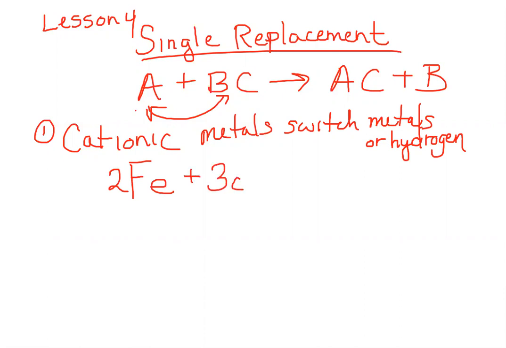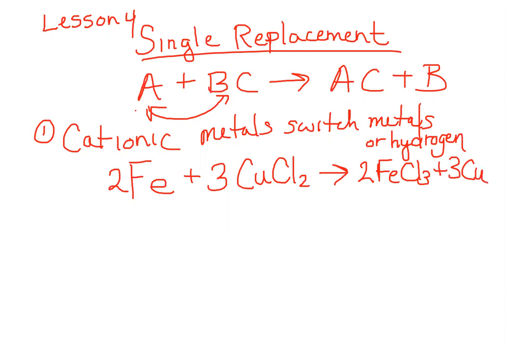this. Oop, made that too small. Okay, where iron and copper are going to switch. Two metals. They're going to switch with each other, and now we're going to get iron chloride and then copper by itself. That's cationic, and the other one is anionic.